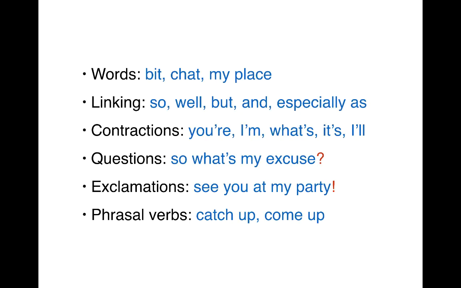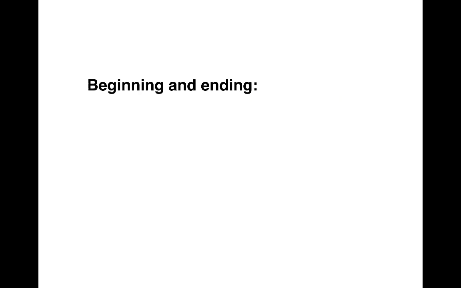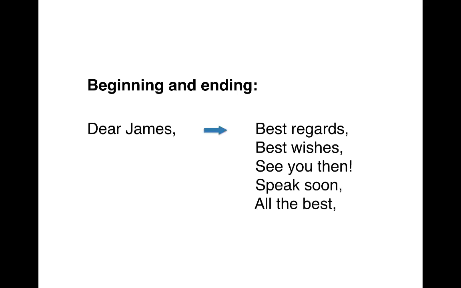So those are some of the things that on the worksheet I've asked you to highlight: the less common vocabulary and the informal features. Now let's move on to the beginning and the ending for informal letters. How do we do it? Dear James at the beginning, very easy, and then you've got a few different possibilities at the end. Best regards, best wishes, see you then, speak soon, all the best. You can use any of the normal informal endings. It's not going to affect your score, but you need to get it right. If you're not sure, just use best regards.